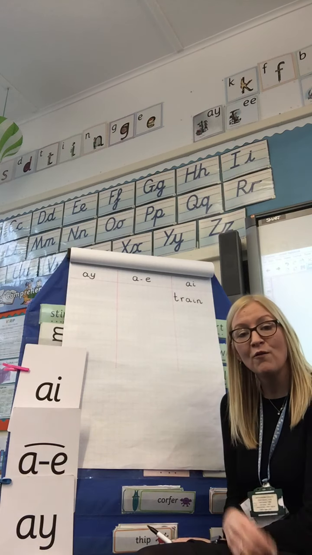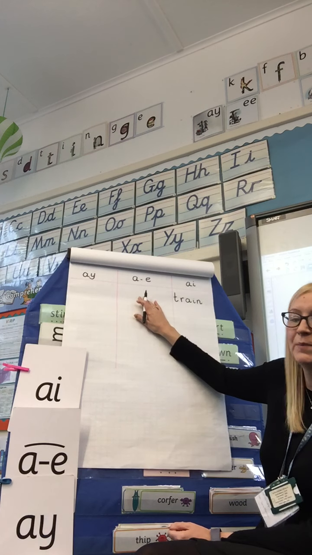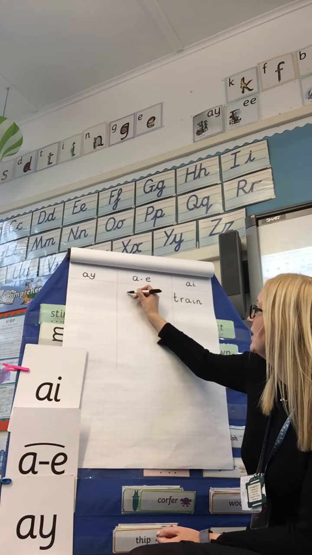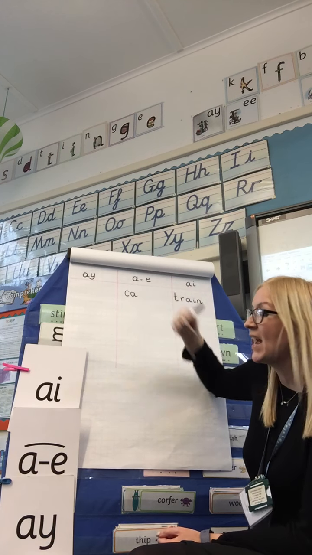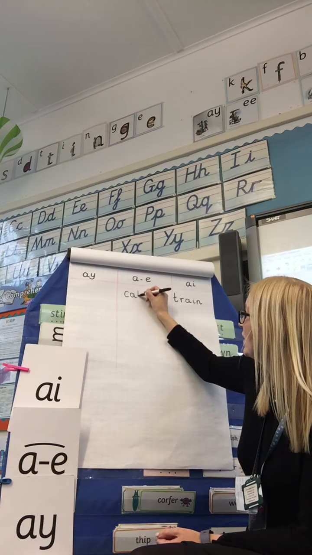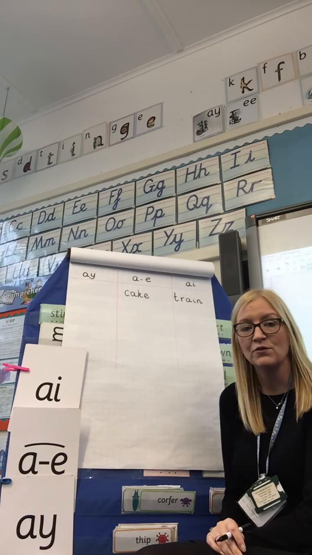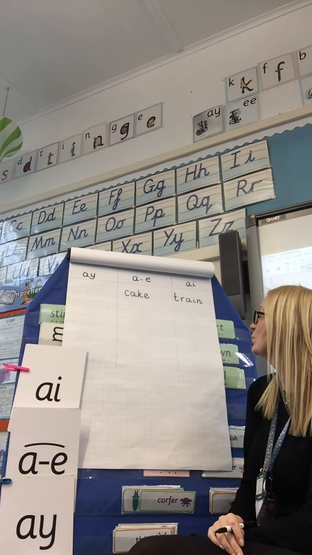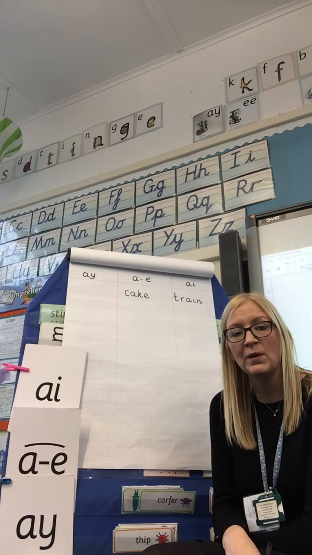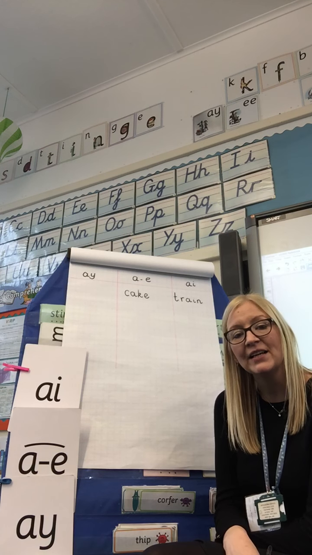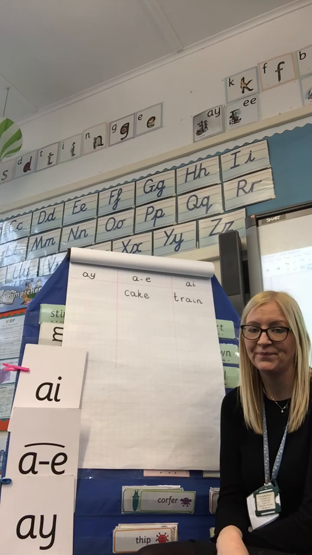Okay, now obviously the picture card helps us with this, doesn't it? Because cake is the split digraph, it's A split E. So we've got curly cup, and then our A sound, but we're saying the A and we're putting the K in the middle of that A sound, aren't we? Don't forget that K sound on the end. Cake. Brilliant. Right, your next word that I would like you to spell, please, is snail. Snail. Pause the video for me.